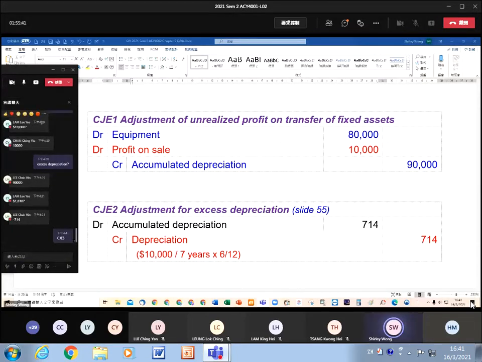Okay, can you show me the CJE number 3? What is the amount of NCI share of current year profits for this upstream transfer of fixed assets? CJE number 3, how much profit do you have to share to the NCI? What is your amount? Can you give me your figures? So you need to think about whether CJE number 1 and number 2 will hit the profit of the NCI or not. Once it will hit the profits of the subsidiaries, the NCI's profit will be affected as well. So what is the amount shared to NCI?